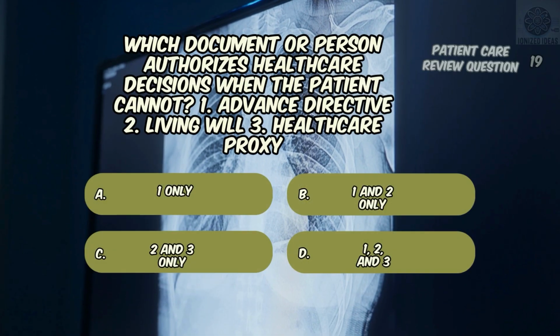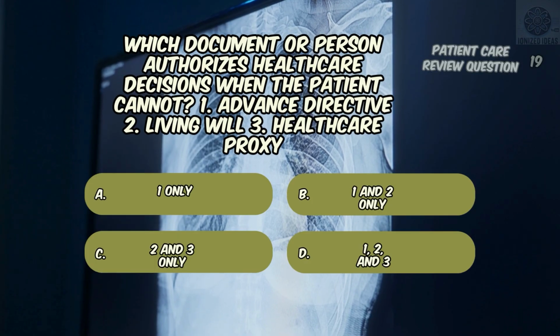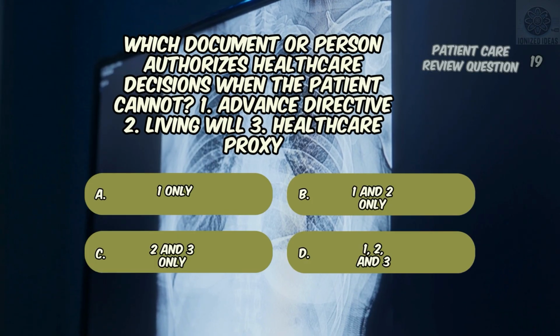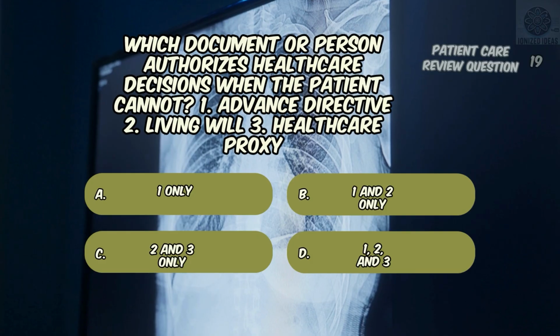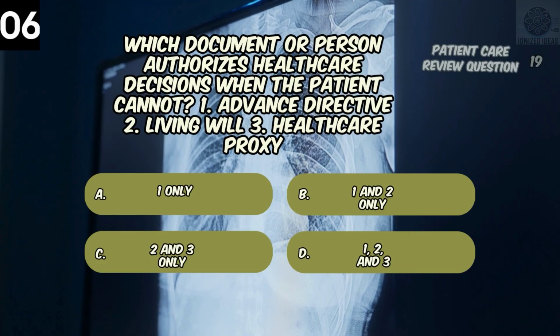Which document or person authorizes healthcare decisions when the patient cannot? 1. Advance Directive. 2. Living Will. 3. Healthcare Proxy. A. 1 only, B. 1 and 2 only, C. 2 and 3 only, D. 1, 2, and 3.